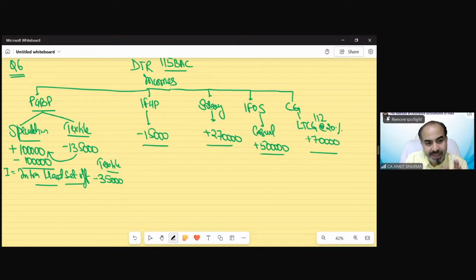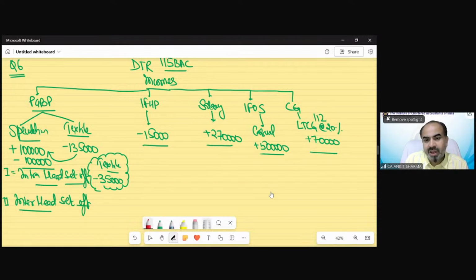Now the second step is inter-head set-off. Now one head's loss can be transferred to another head. So now can we set off our PGBP losses from the income of the salary head? Yes or no? Can a PGBP head loss be set off from income under the head salary?